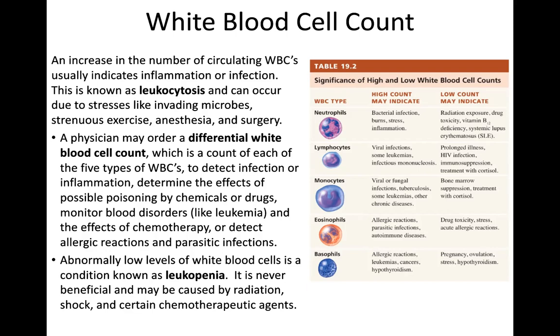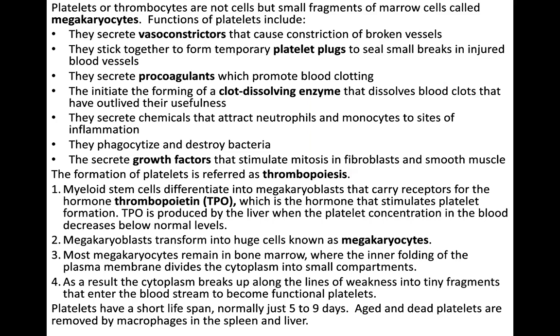Now, the opposite of leukocytosis is leukopenia, which is where they have abnormally low levels of white blood cells. And that would never be a beneficial thing. Okay, this means your immune system is compromised, and it can be caused by things like radiation, shock, and chemotherapeutic agents, so chemotherapy. So, not that I expect you to know the table, just know what is all involved here. All right, that's it for white blood cells, at least for now. Like I said, we'll talk more about them in our next lecture when we talk more about immunity, especially those lymphocytes.